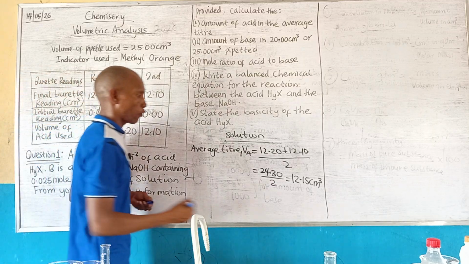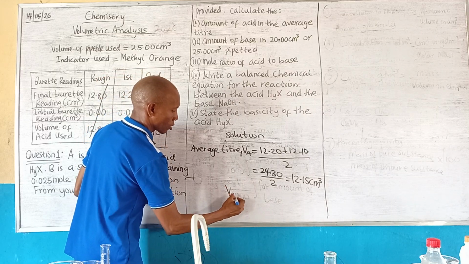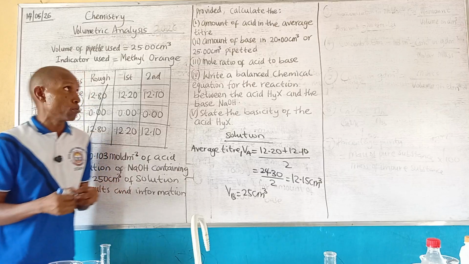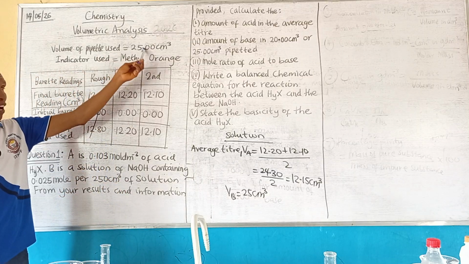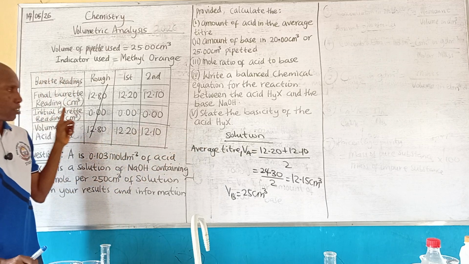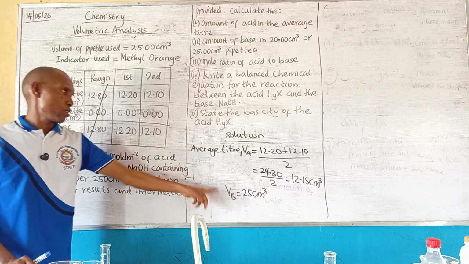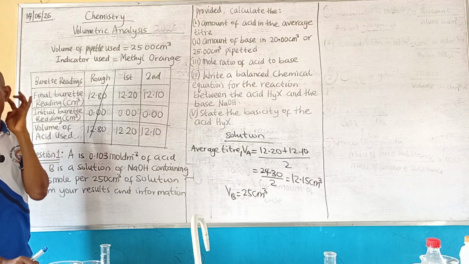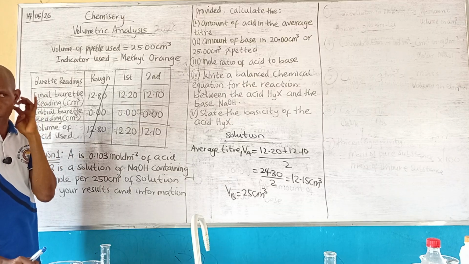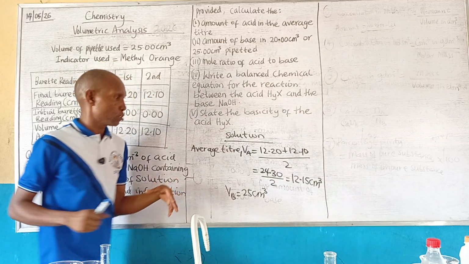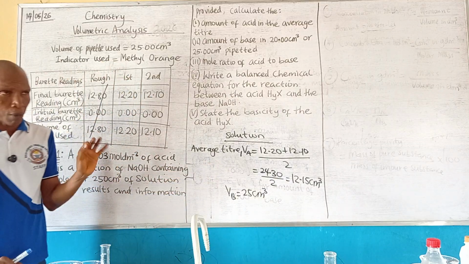Now, another thing you can get from your result is VB. What is VB? VB is 25 cm cube. That's the volume of the pipette that is used. It's 25 cm cube. So your VA is from this table, and your VB is from the pipette. There are two types of pipette, 20 cm cube and 25 cm cube, but we are going to use 25. So your VB is 25. Then these are the two values you can get from our results.